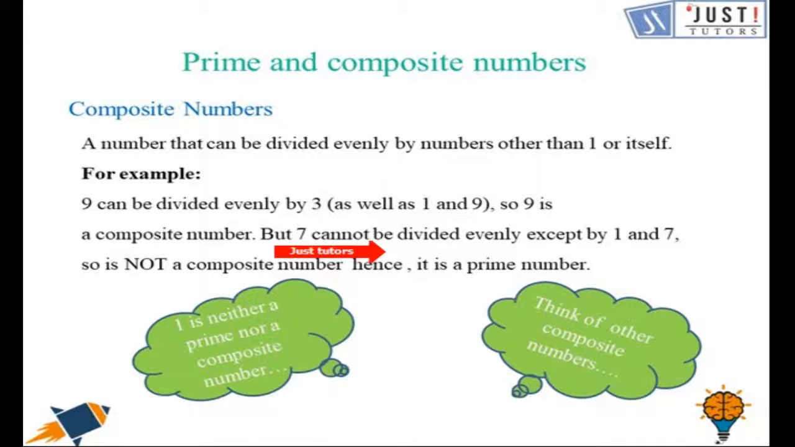But if I think of the number 7, it can just be divided by 1 and 7. There is no other number which can divide 7 evenly. And that's why the number 7 is not a composite number, it's a prime number.